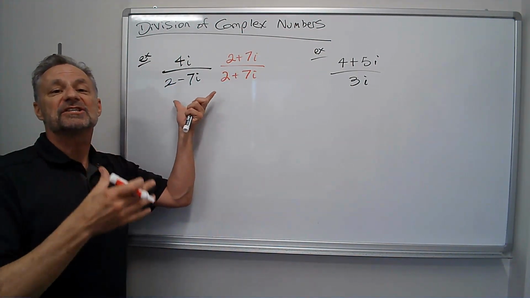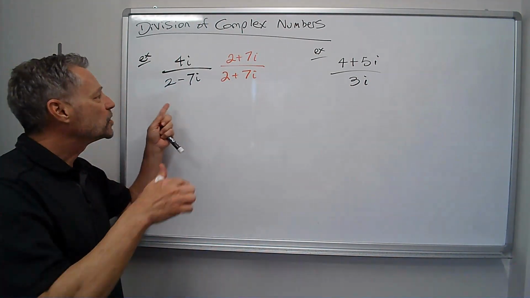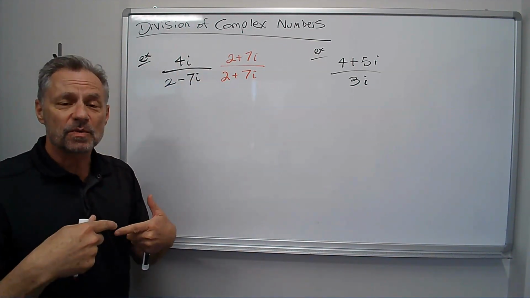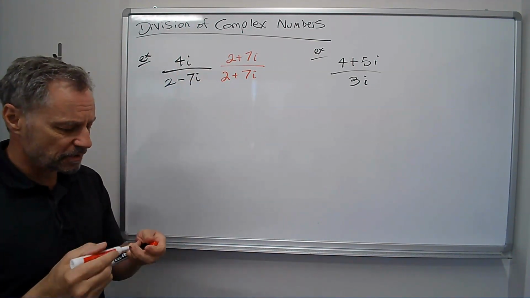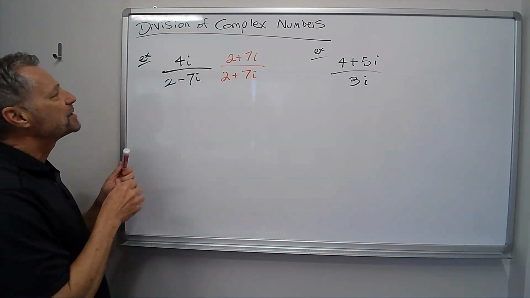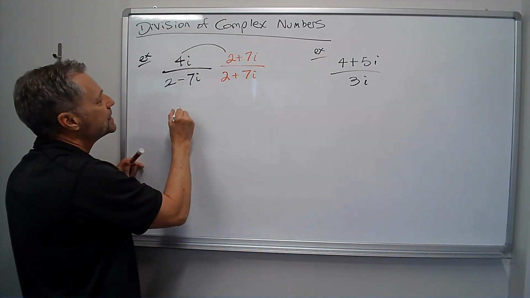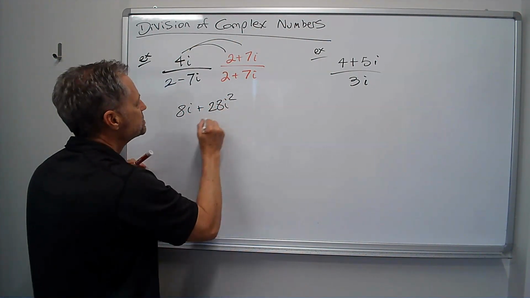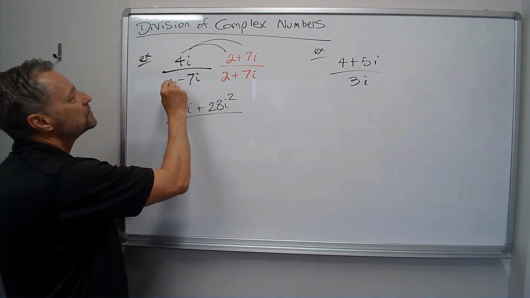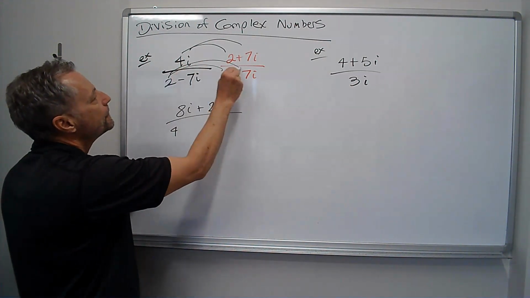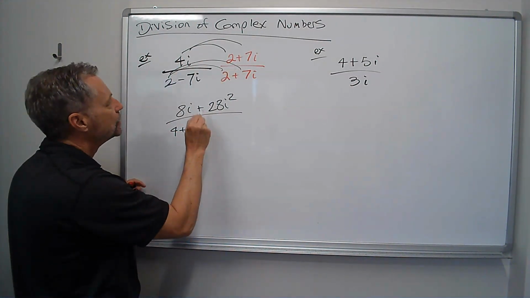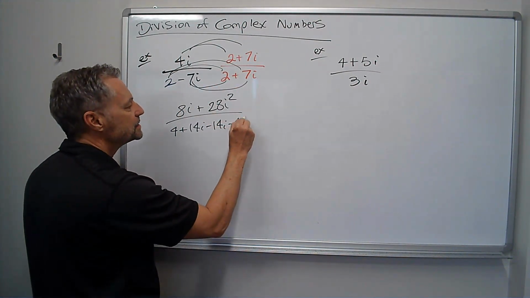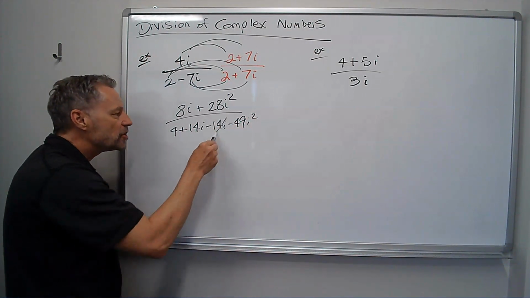But this is essentially like the difference of two squares. So it's factoring in a minus b times a plus b. Well, that came from a squared minus b squared. And I'll show you what I mean when we multiply it out. So on the top, I'm just going to distribute. We're going to get 8i plus 28i squared. On the bottom, 4 plus 14i minus 14i minus 49i squared. And notice those cancel out.